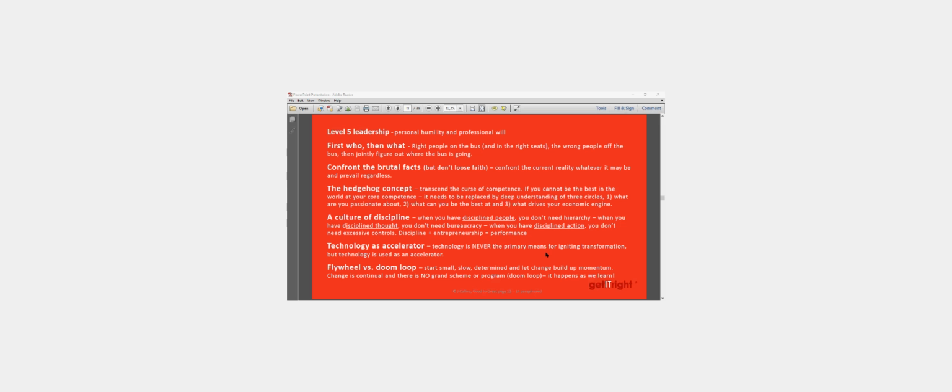All of this was sitting on a platform, and it is a platform because in the previous picture you probably saw the black blocks with discipline in them, a culture of discipline. The reason discipline is so important is that if you've got disciplined people, you don't need hierarchy. If you've got disciplined thought, you don't need bureaucracy. And if you've got disciplined action, you don't need excessive control. You don't need heavily defined processes, procedures, controls, policies, all that stuff.